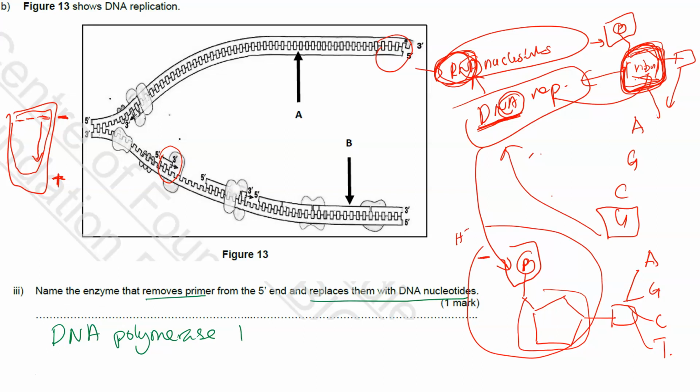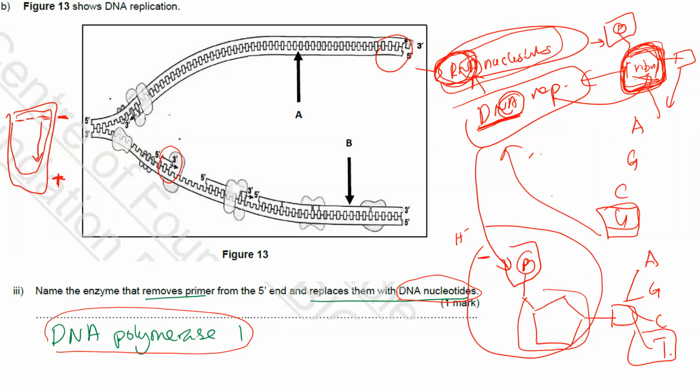So the bases are also different. The RNA, you have uracil. The DNA, you have the thymine. Okay, so that's why the RNA primer, where it is made up of RNA nucleotide, have to be removed and then replaced with DNA nucleotide. So this is done by the enzyme DNA polymerase 1.